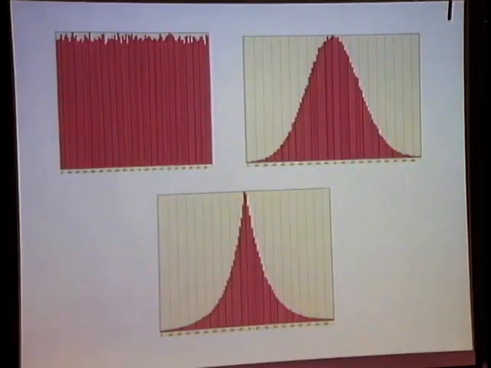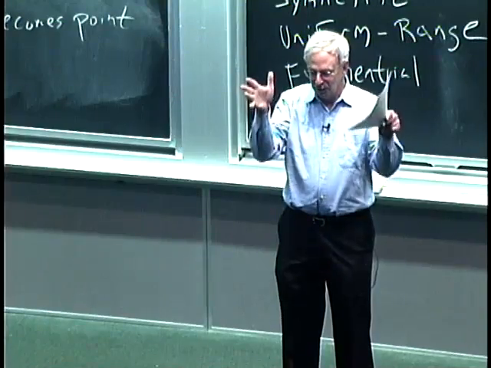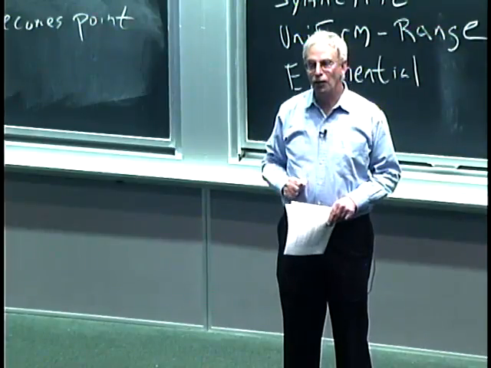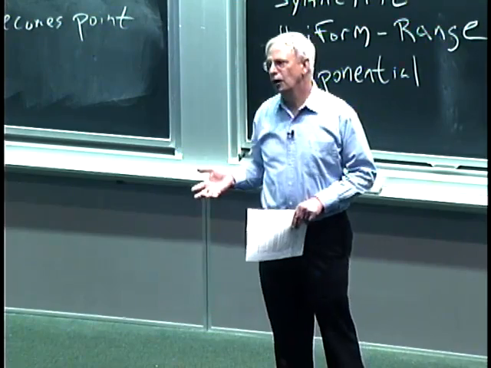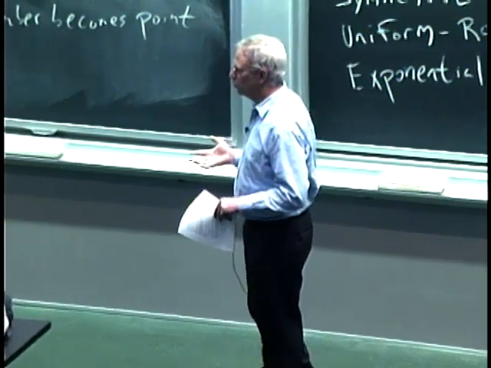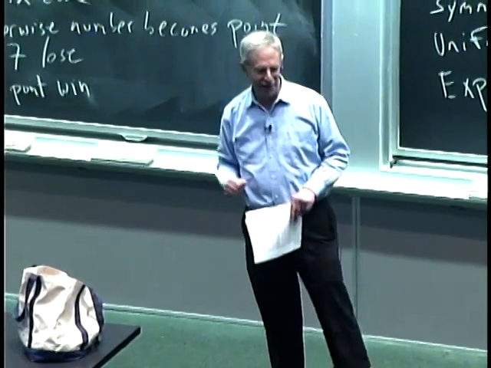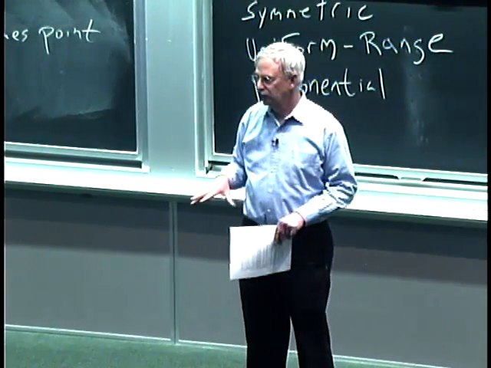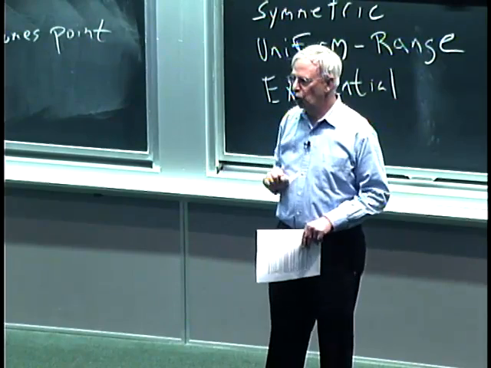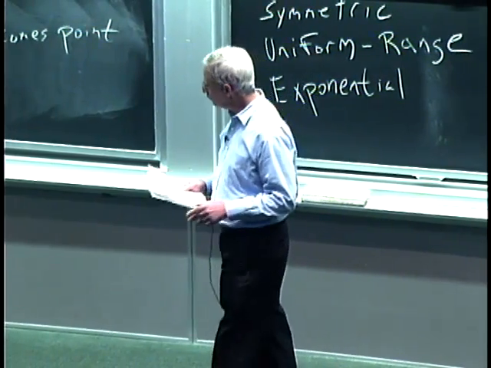The exponential is very predictable. Most of the answers are right around the mean. Now, there are many other distributions. There are Pareto distributions, which have fat tails. There are fractal distributions. There are all sorts of things. We won't go into those details.